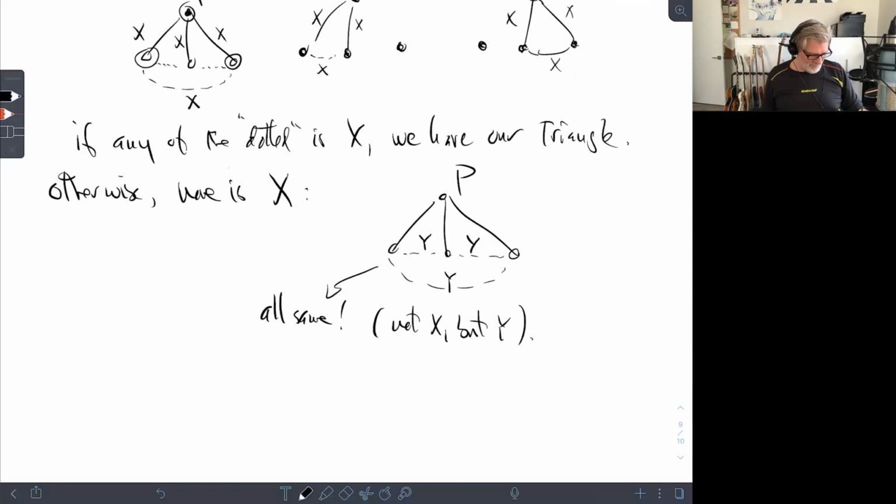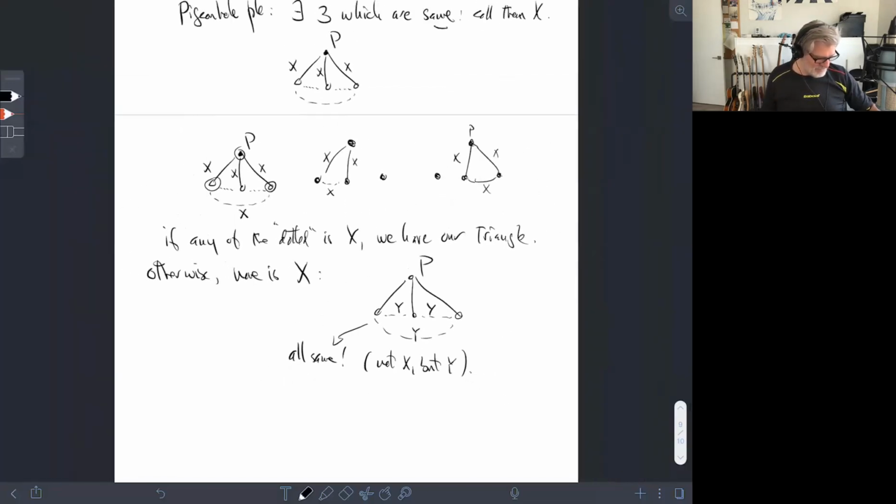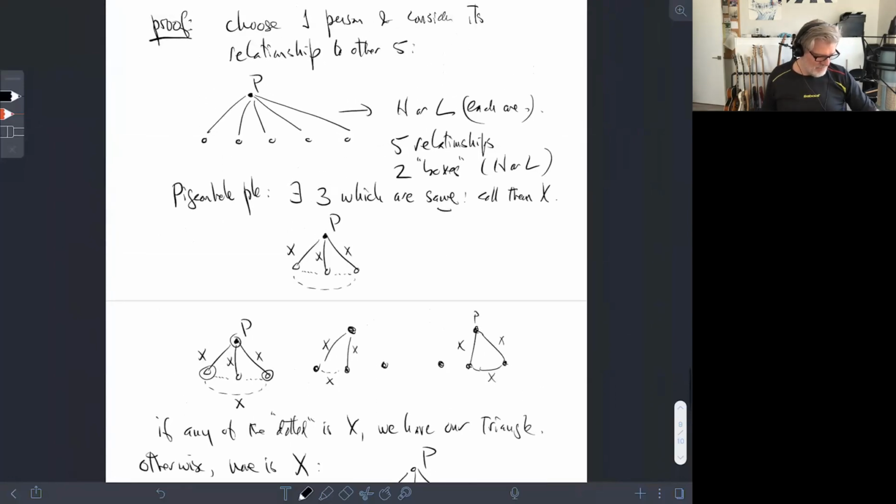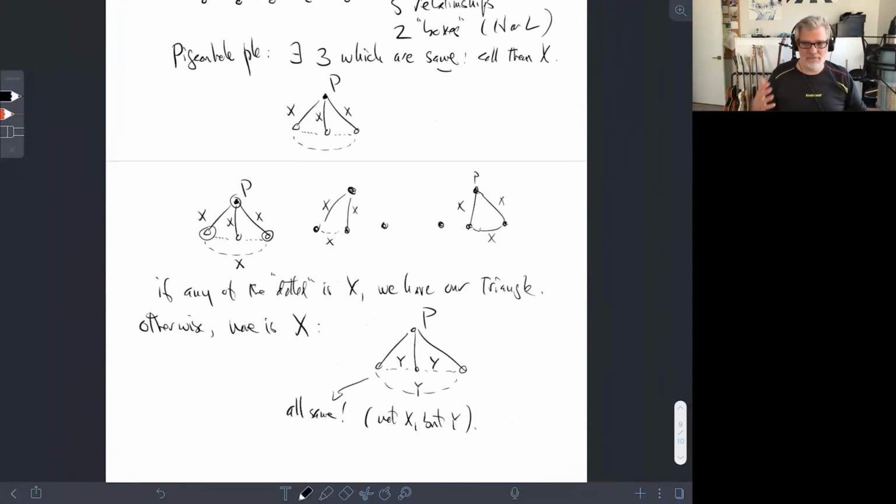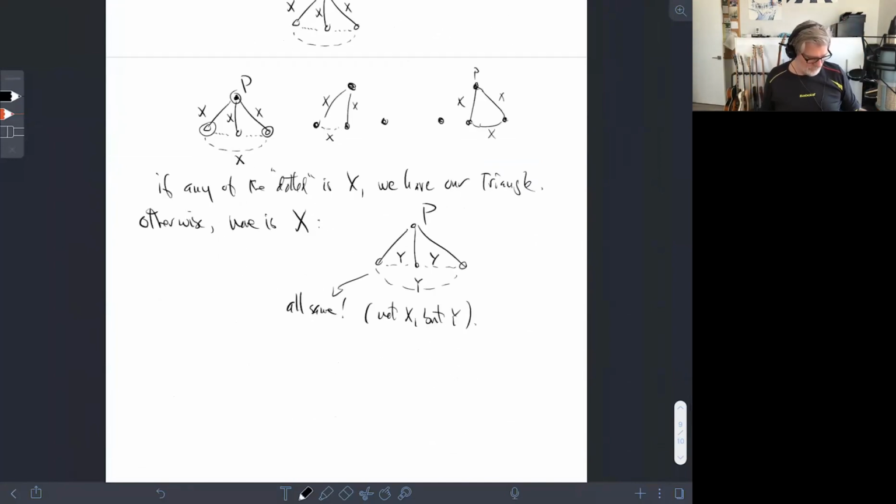Makes sense? So we must have a triangle because of this. So I choose one person P, 5 relationships, 3 of them must be the same. I've called them X. It's either love or hate. Let's say it's love. And then the 3 people connected to those, they either all hate each other and we're done, or 2 of them love each other, and then with P we get my love triangle. So that's it. That's really it. I'm really done. Any questions?